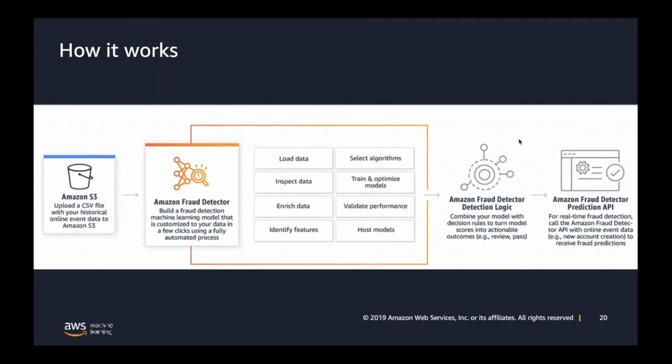And then from there, finally, it hosts that model for you. So a lot of that complexity that comes with building, training, and deploying that machine learning model is all done in the background for you. And all you need to do is upload that CSV file of events, and then you just have to label it as, is this legitimate or is this fraudulent? And that's it. And we'll showcase that.